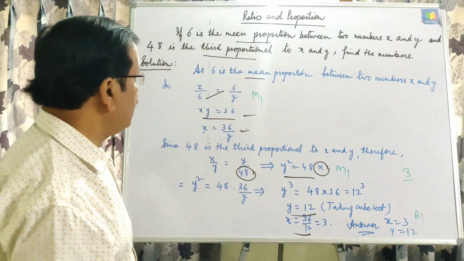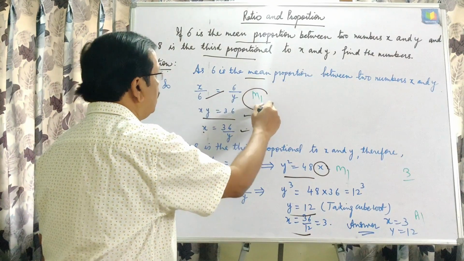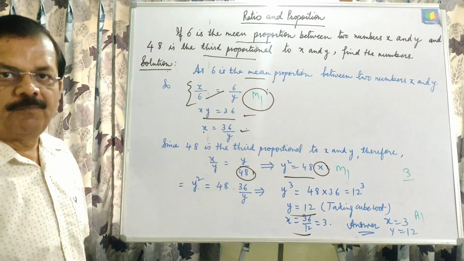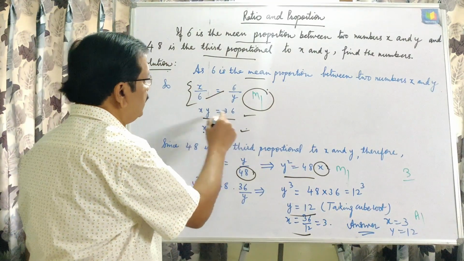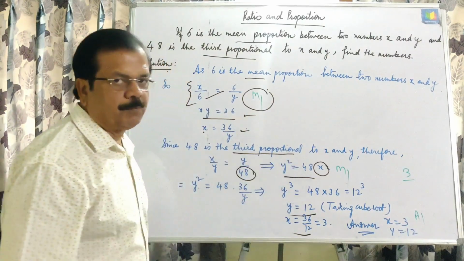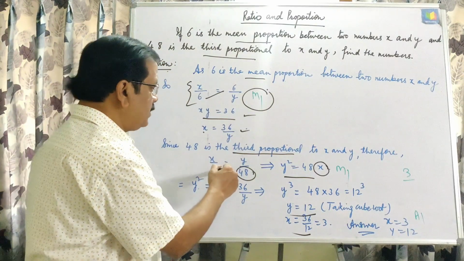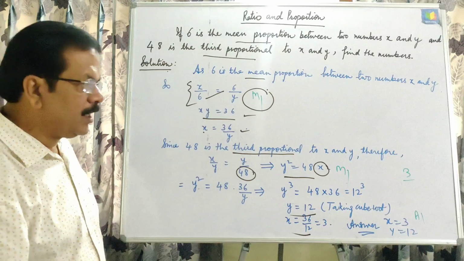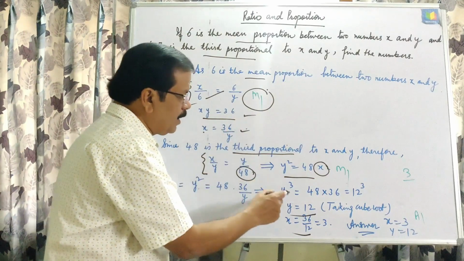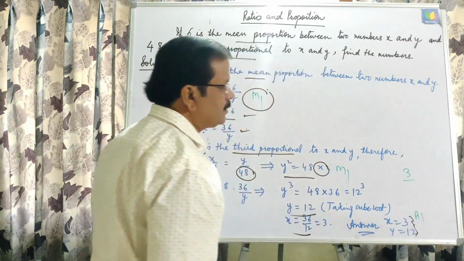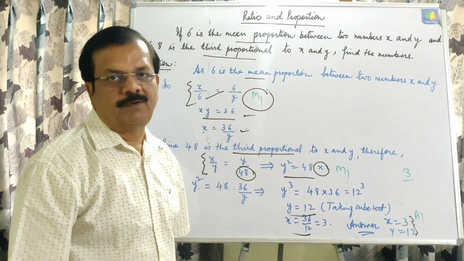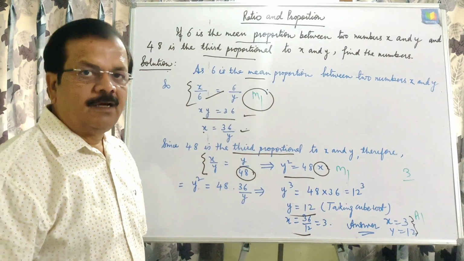As far as the marking scheme, the first method mark will be given on the concept of mean proportion. If you know the concept of mean proportion and have written this correctly, then the first method mark. And the second method mark, if you know the concept of third proportion, that is x upon y is equal to y upon 48. Then the second method is also correct. Using these two methods, you get the correct answer. If both values, x is equal to 3 and y is equal to 12, are correct, then the answer mark will be given. This way we decide the marking scheme.